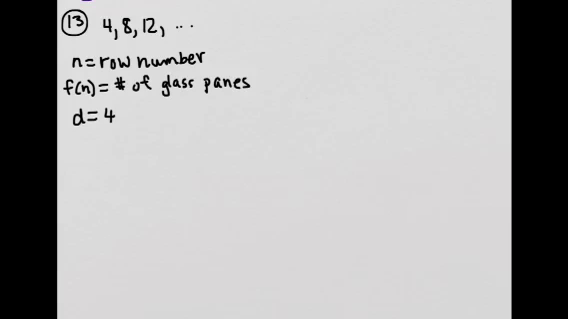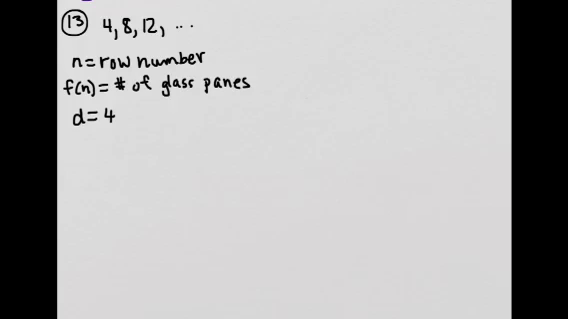Alright, so I wrote out the first 3 levels of glass panes. So it starts off with 4 on the top and then each row increases by 4, so it's 4, 8, 12. And I just put dot, dot, dot to stop writing the numbers. And so the common difference is 4. N represents the row number, and f of n represents the number of glass panes.